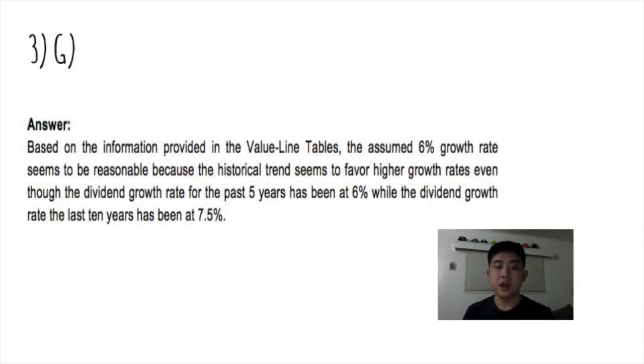Question 3G. Based on the information provided in the Value Line tables, to assume a 6% growth rate seems to be reasonable because the historical trend seems to favor higher growth rates, even though the dividend growth rate for the past 5 years has been at 6%, while the dividend growth rate for the last 10 years has been at 7.5%.